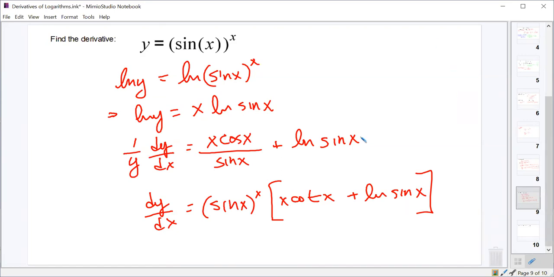Where'd you get the x cosine x over sine x from? So that's the first part of the product rule for x ln sine x. So one function is x, and the other function is natural log of sine x. So it's x times the derivative of ln sine x, and ln sine x's derivative is the chain rule. So it should be 1 over sine x times the derivative of sine x, which is cosine x. Does that make sense? Oh yeah, I got it.